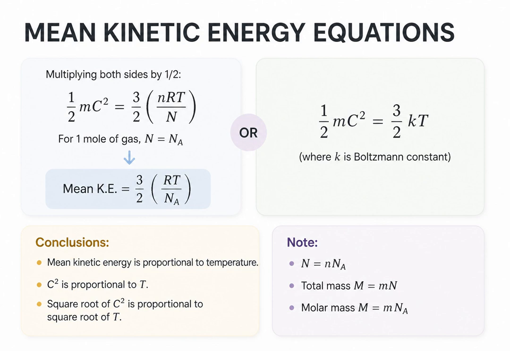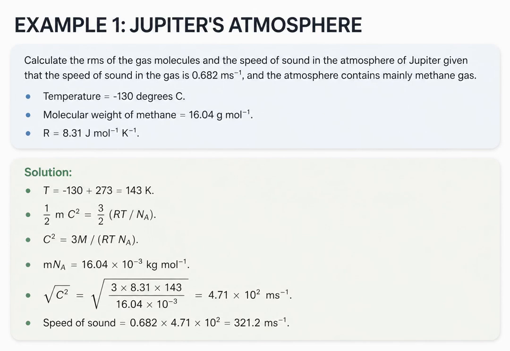This is a profound result. The mean kinetic energy of gas molecules is directly proportional to the absolute temperature. Consequently, the root mean square speed is directly proportional to the square root of the absolute temperature. Let us apply these concepts with an example. We need to calculate the root mean square speed of methane molecules in Jupiter's atmosphere, where the temperature is -130 degrees Celsius.